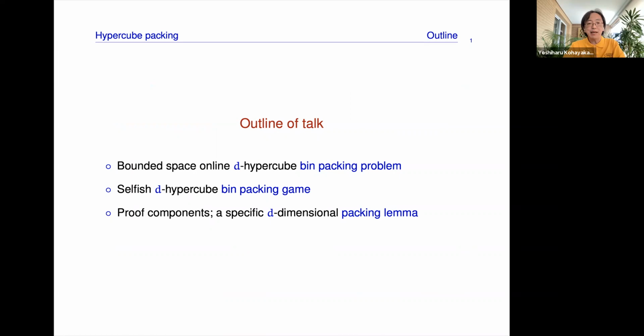Now, this bin packing problem is related to a game-theoretical version of it, which is this selfish d-hypercube bin packing game. So I'll speak a little bit about that. And at the end, I will try to give some proof components. In particular, I will try to talk about a certain packing lemma in d dimensions, packing of d-hypercubes.